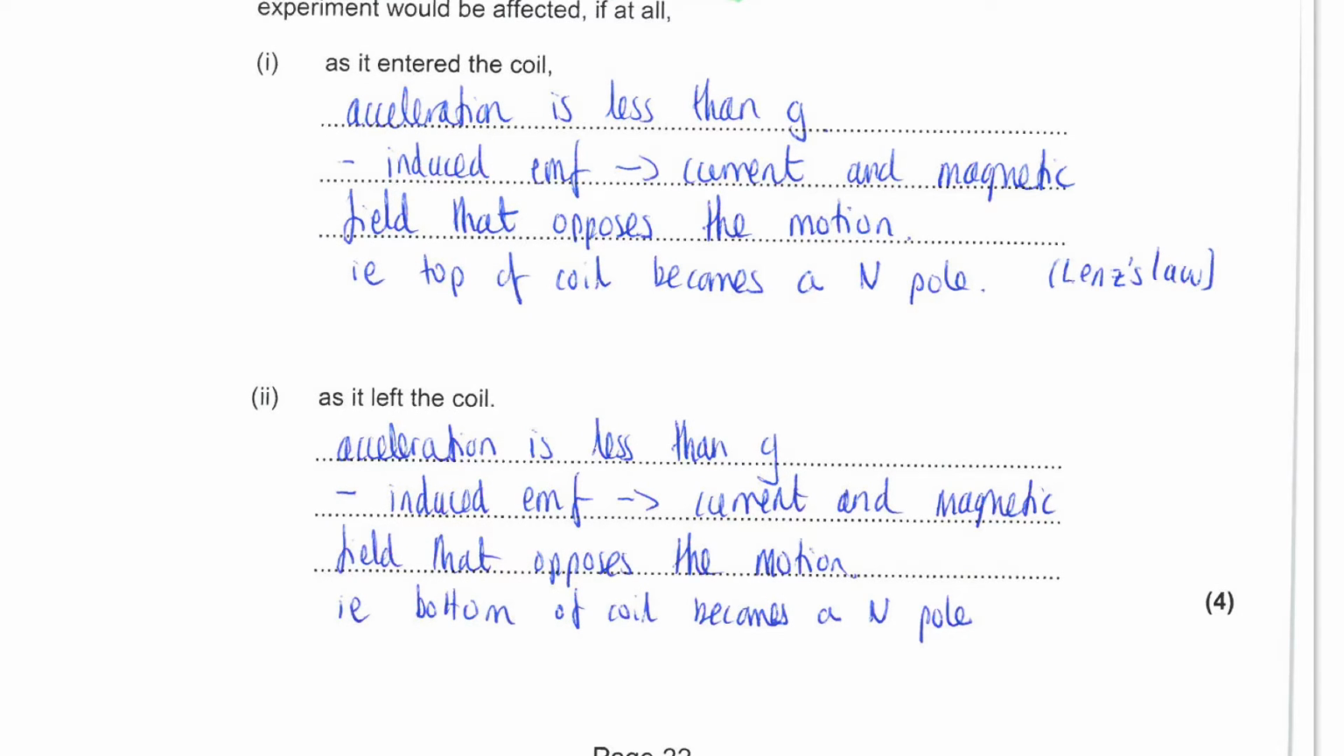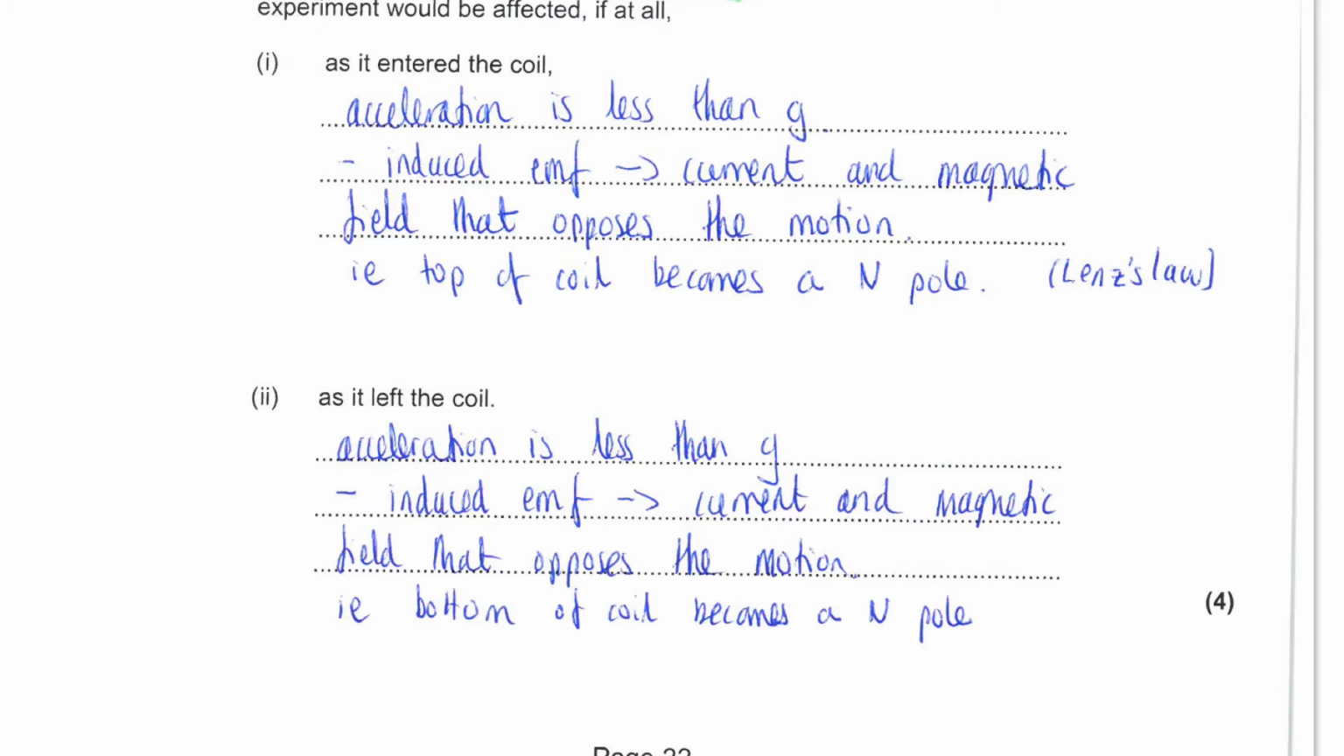So, if the coil were not present, the magnet would accelerate downwards at the acceleration due to gravity. You are asked to state and explain how the acceleration in the student's experiment is affected as the magnet enters and then leaves the coil. Now, the acceleration of the magnet as it enters the coil will be less than the acceleration due to gravity. We need to explain how this situation has arisen.